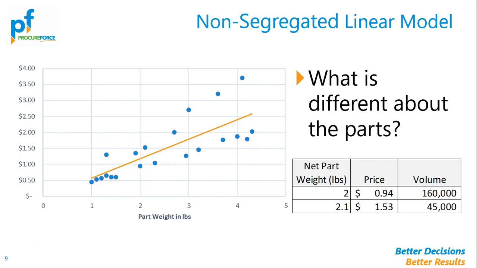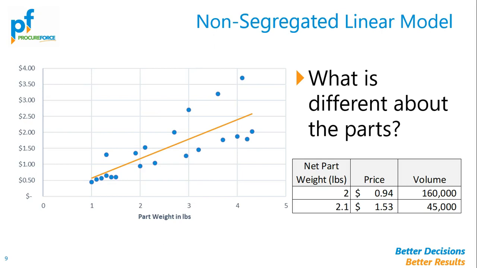The other option is to segregate the data. Here's an example where we have a number of outliers, and we have to ask ourselves what's different about these parts. This is where we go back to our part attributes. We had a whole list of attributes, and we identify that we've got 2 parts here that are close to the same weight, very different prices, and the volumes are very different.